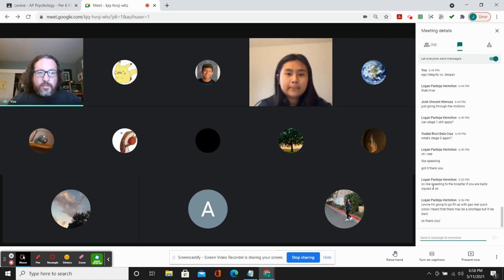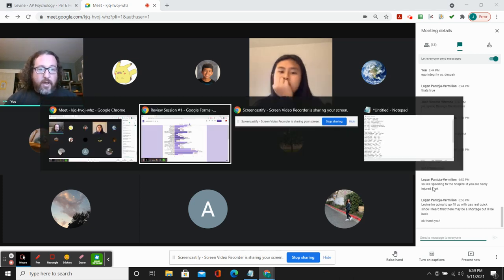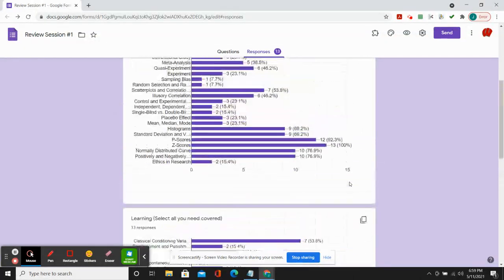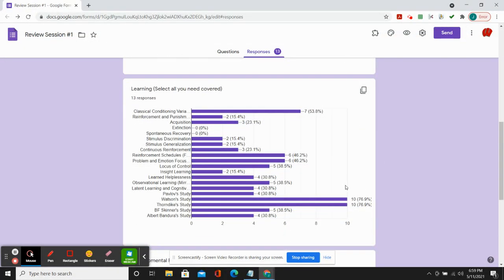All right, questions on these normally distributed curves and positively and negatively skewed? All right, good. We're going to hit our first learning topic now. The first one with 10 votes. There's actually 2 of them, and they're 2 of the studies. One is John Watson, and one is Edward Thorndike.